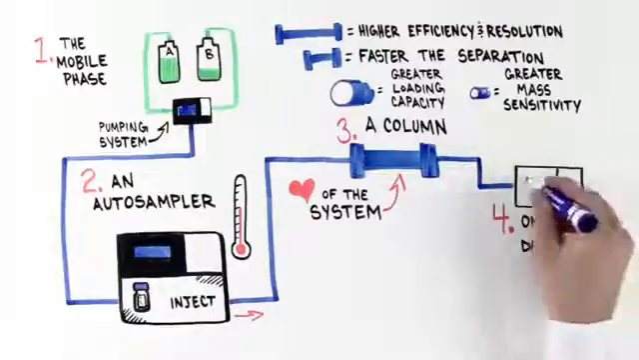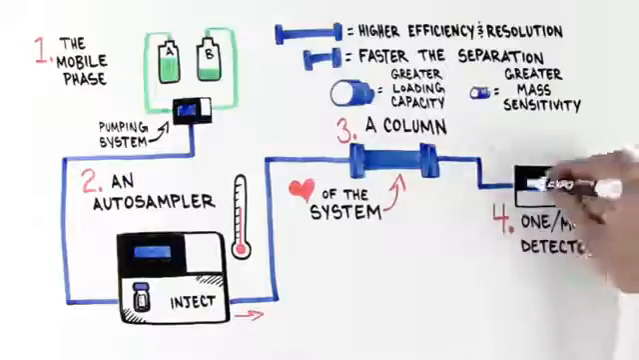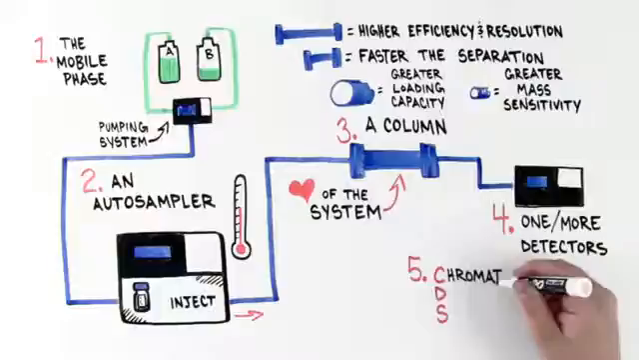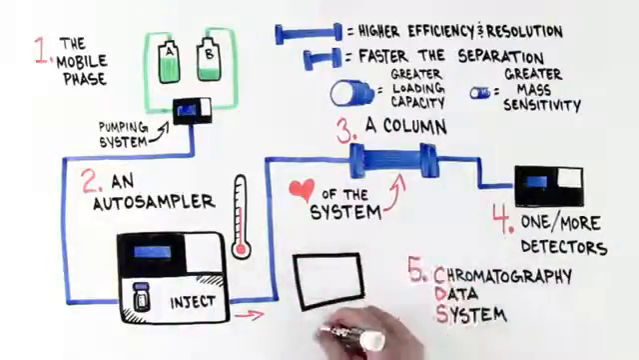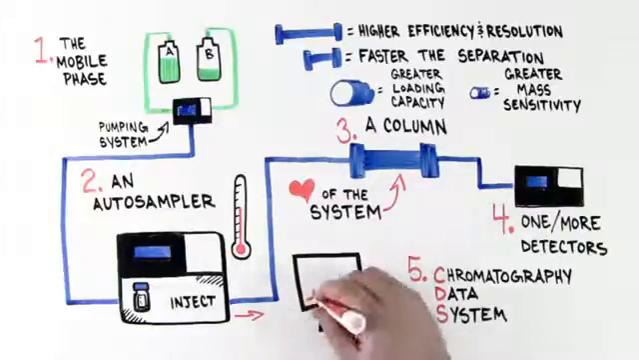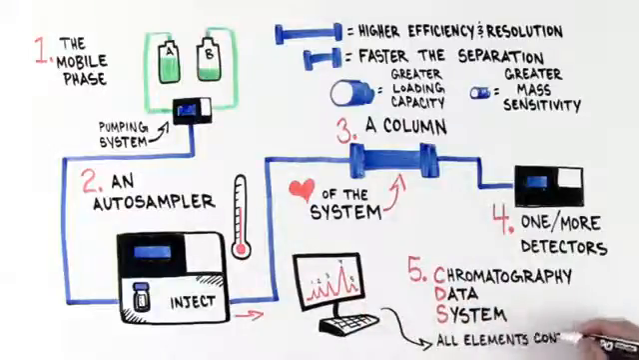The detector receives the result of the sample separation from the column and monitors a physical property which changes as the sample elutes. And 5. A chromatography data system, CDS. The data system translates the signal from the detector into a chromatographic spectrum that provides qualitative and quantitative data about the sample. The data system allows complete control of the pump, autosampler, and detector. All of the instrument parameters, automated run sequences, and data collection can be controlled by the data system.